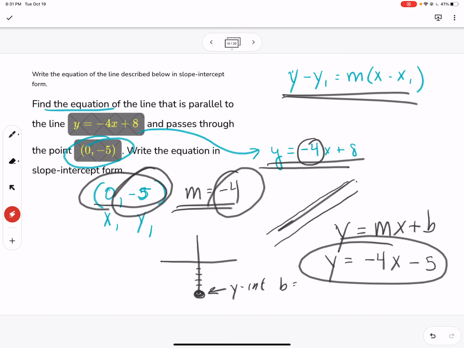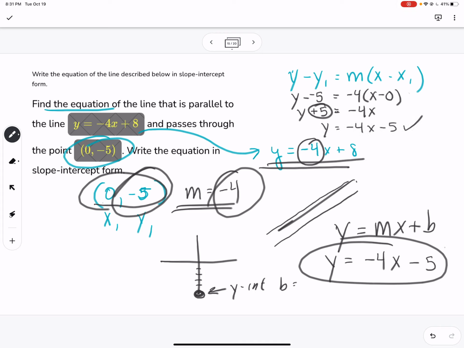Now really quickly, had you gone further, and let's say you actually used this equation, you'd end up with y minus -5 equals m, which was -4, x minus 0. And so when you distribute the -4, you just get -4x. And when you bring this 5 over to the other side, you get -4x minus 5. But much easier to just observe they gave you the y-intercept.